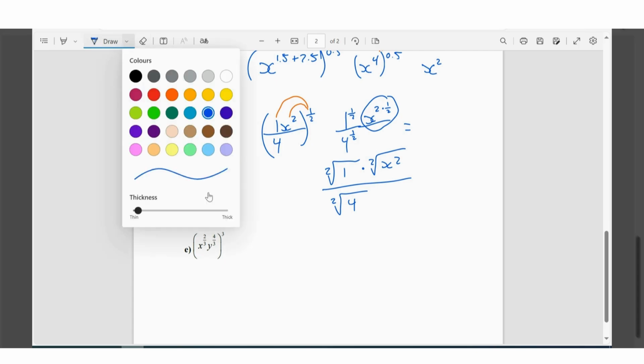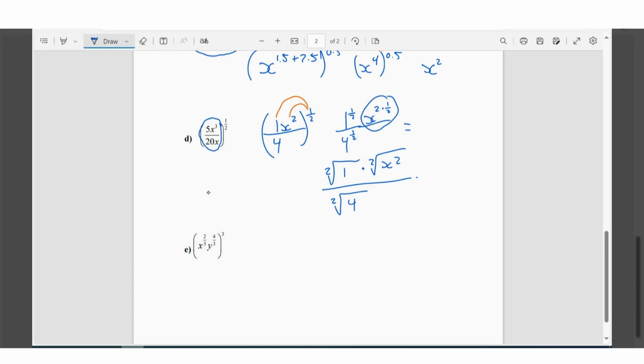And now we can reduce this. What's the square root of 1? It's just 1. And now we have the square root of x squared. We have inverse operations. Those can cancel each other out. We're left with an x over the square root of 4, which is 2. So you can show that as 1x over 2. You could also just show it as x over 2.